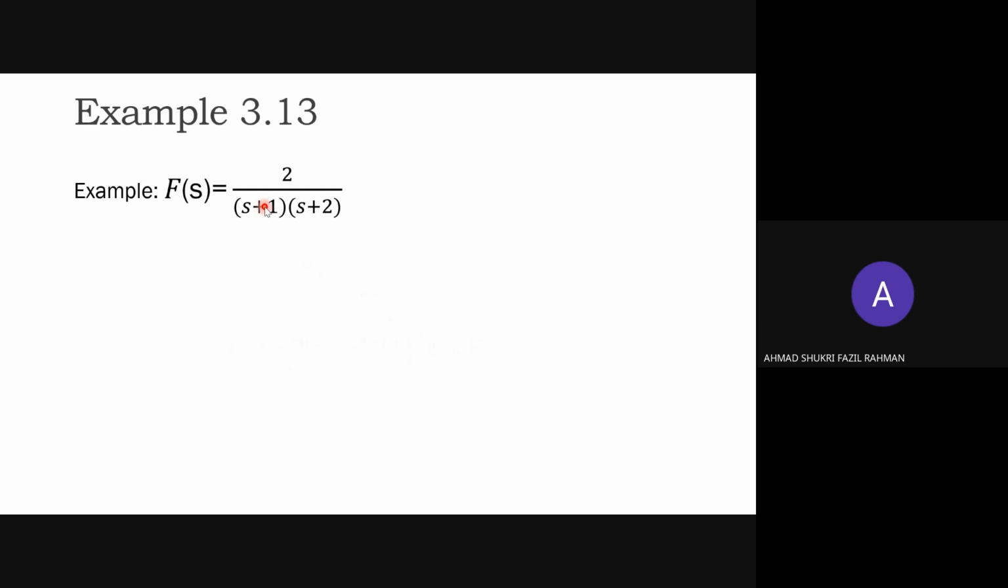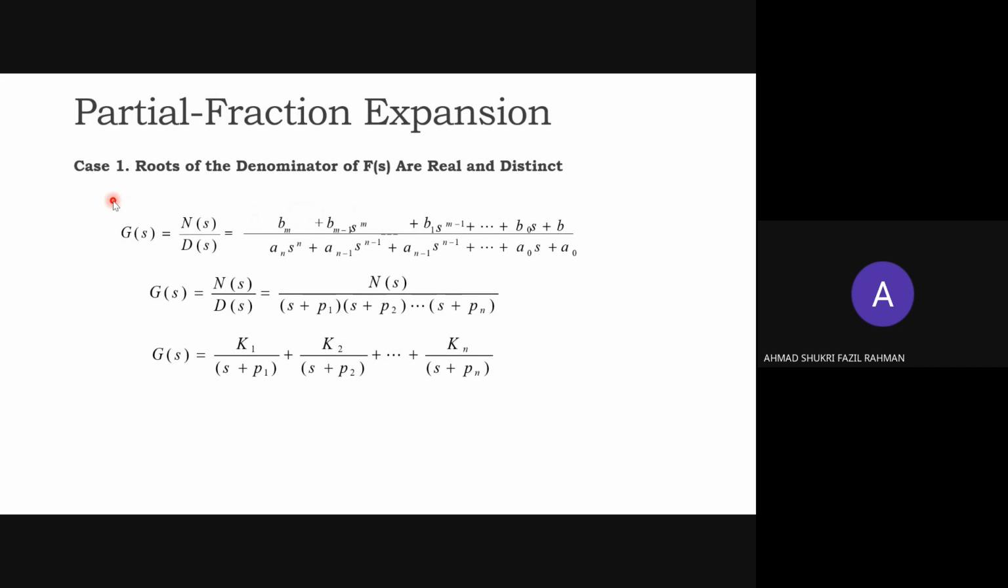So you can see here from this example shown here, we have a function in Laplace, 2 divided by (S plus 1)(S plus 2). So you can see here, already factorized. So you can see the root here, the first one is real. Okay, tak ada imaginary, no imaginary. Second one also real, no imaginary. And also, one is not similar with two, different. Okay, so it belongs to case number one.